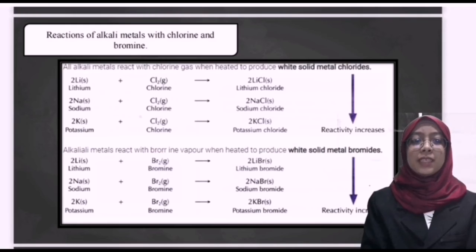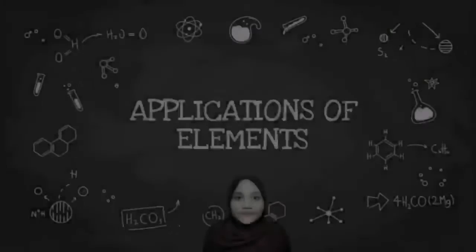Next, reactions of alkali metals with chlorine and bromine. All alkali metals react with chlorine gas when heated to produce white solid metal chlorides. For example, potassium reacts with chlorine to produce potassium chloride. Next, alkali metals react with bromine vapor when heated to produce white solid metal bromide. For example, potassium reacts with bromine to produce potassium bromide.